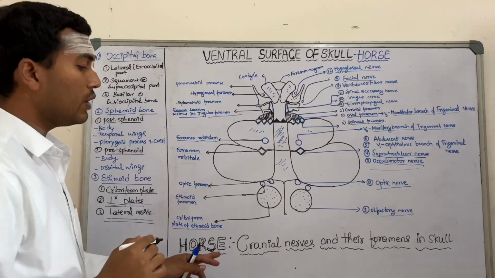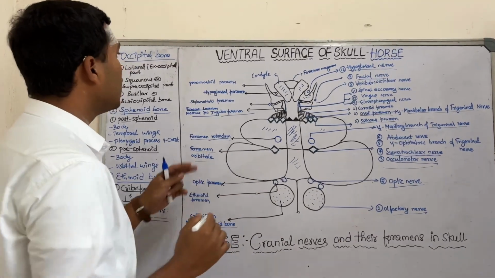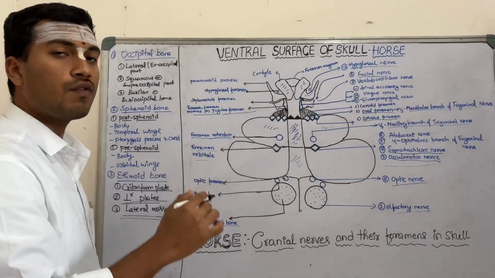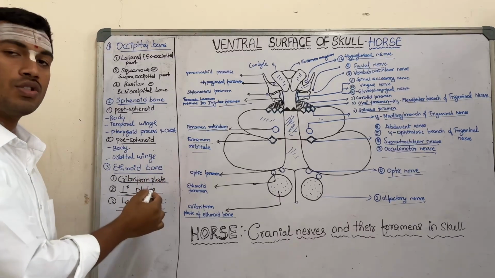Before going to the cranial nerves and the foramina, we should have thorough knowledge about the bones involved in the formation of the floor of the cranial cavity. These are the bones involved in the formation of the cranial cavity.